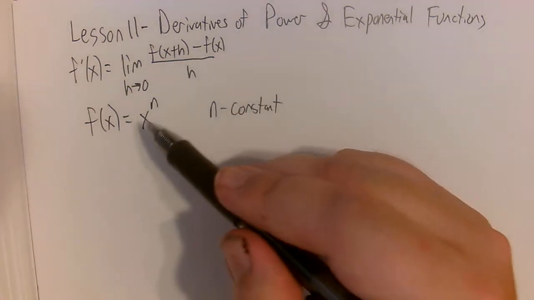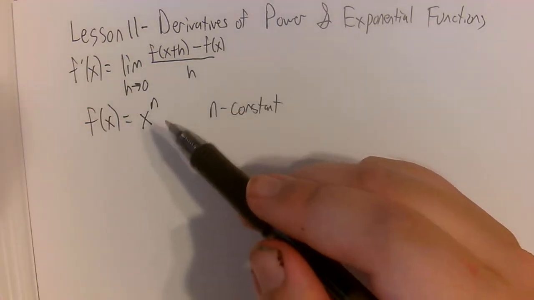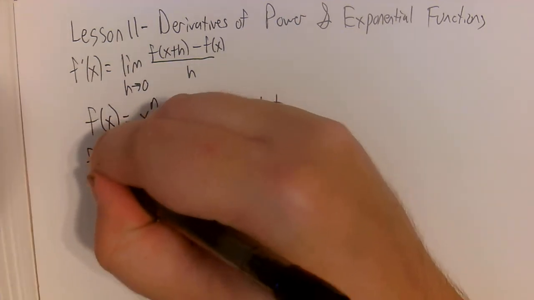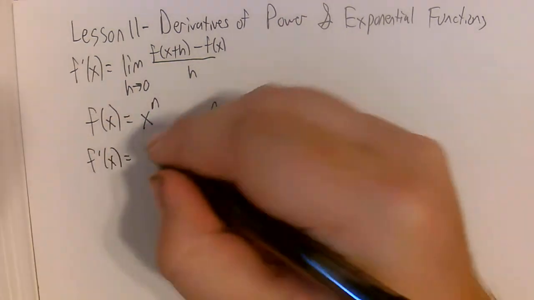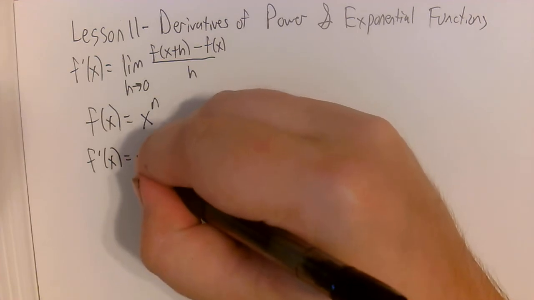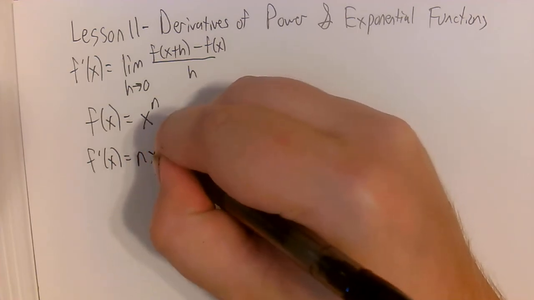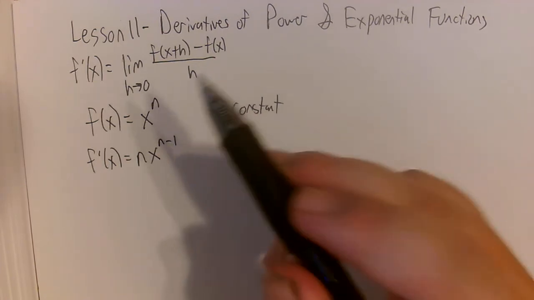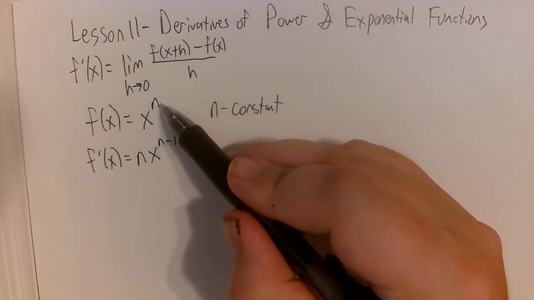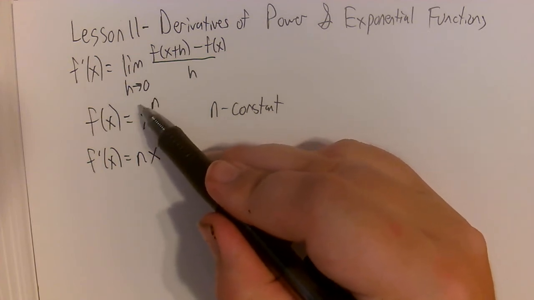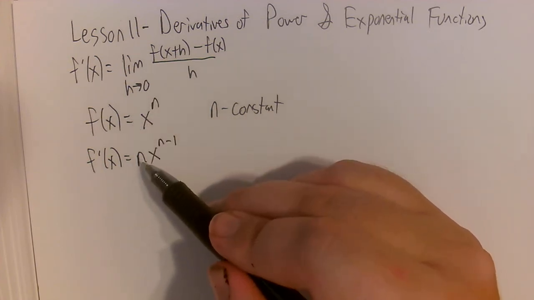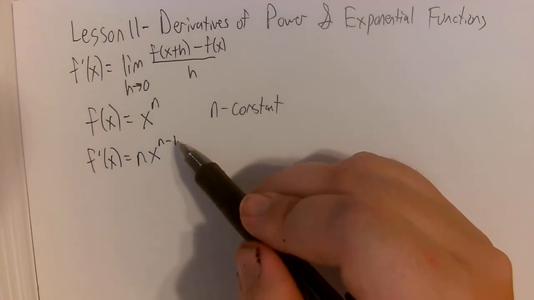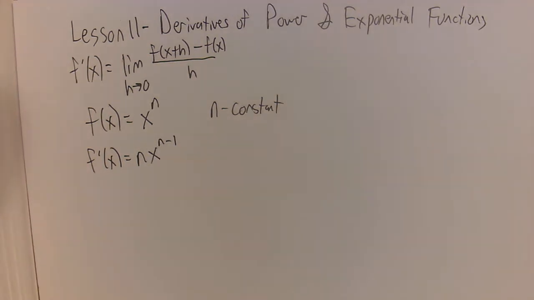So if f of x is x to the n, then it turns out that f prime of x will be n times x to the n minus 1. So what we effectively did here was we took this power, this original power n, we moved it to the front of our x, so we bring the n down here to the front, we multiply it, and then we lower the power by 1. And that's it. That's all we have to do to find our derivative.